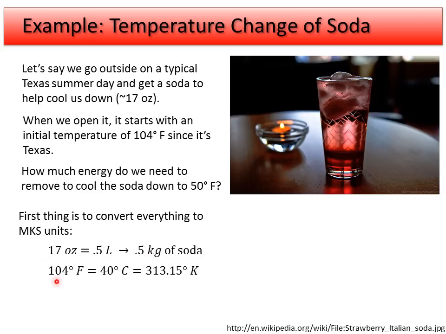Also, 104 degrees Fahrenheit is 40 degrees. It's another one of these wonderful little marks. If it's 40 degrees outside, it's hot. So 40 degrees Celsius or 313.15 Kelvin. 50 degrees Fahrenheit is 10 degrees Celsius or 283.15 Kelvin.